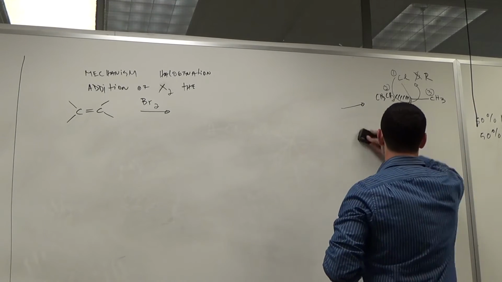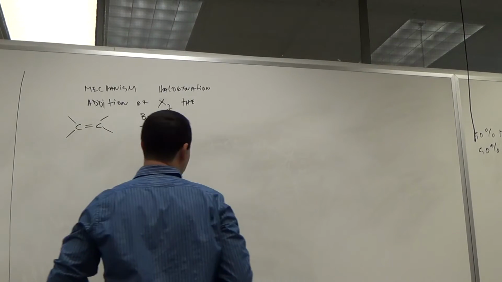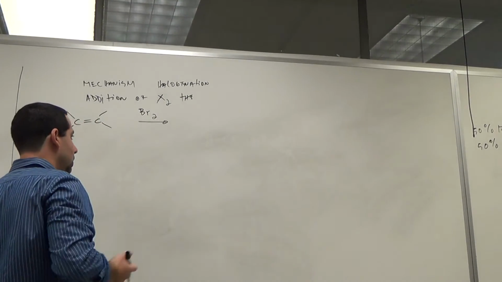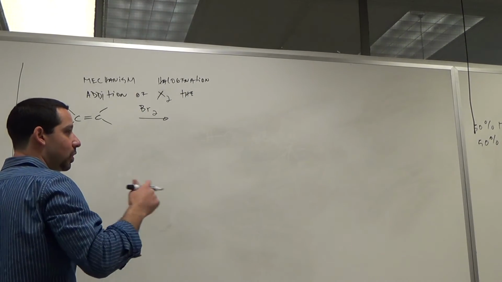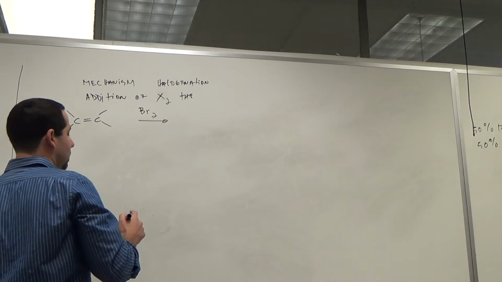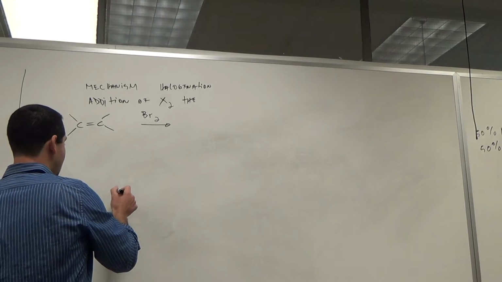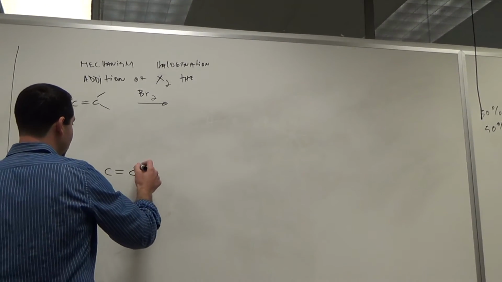So, here's the addition of Br2 to an alkene. What does it produce? Vicinal dihalide through the formation of a bromonium ion. Bromonium ion. I'm going to show you what that bromonium ion is.